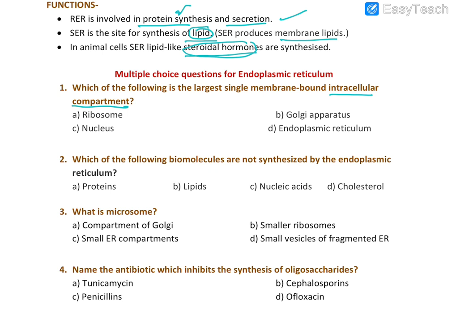Even the Golgi apparatus has two compartments, outside the Golgi apparatus as well as inside the Golgi apparatus. But here they are asking about the largest single membrane bound intracellular compartment. It should be the endoplasmic reticulum. The answer should be the fourth one. This is the answer. Then the ribosome is not at all a single membrane bound cell organelle. It is a non-membrane bound cell organelle.